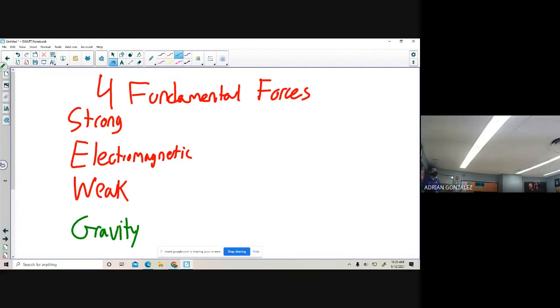Then we have the weak force, which is the one that we've talked about the least, which is involved in radioactive decay. So last year when you learned about all those radioactive decays and emissions, beta decay, alpha decay, remember all those things? The force that drives that is the weak force. Once again, it acts across a very small distance.